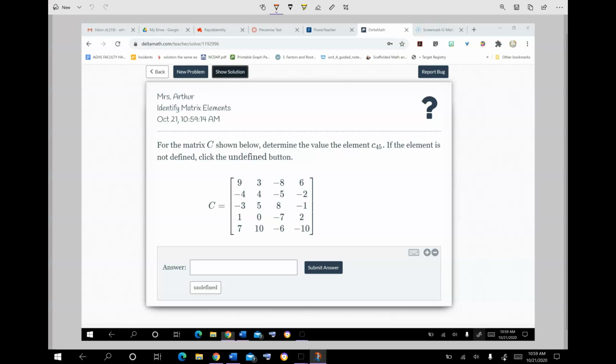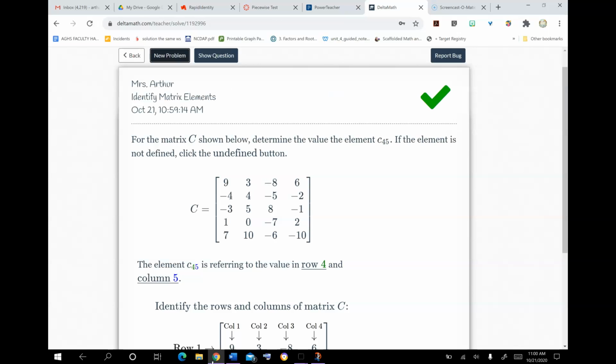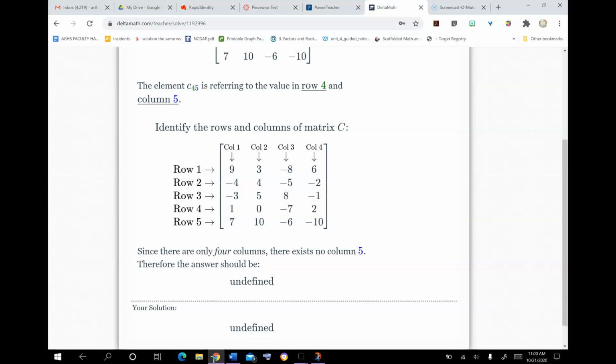All right, so this one wants me to find the element C45. Okay, so that's saying row 4, column 5. Okay, so row 4, 1, 2, 3, 4. So this row, column 5, 1, 2, 3, 4. There is no 5th column, is there? If that row or that column doesn't exist, then there's no answer, and we hit the undefined button, and that's your answer. Okay, so that's when it can be undefined, if that row or column does not exist. So see how there exists no column 5, so therefore the answer should be undefined.